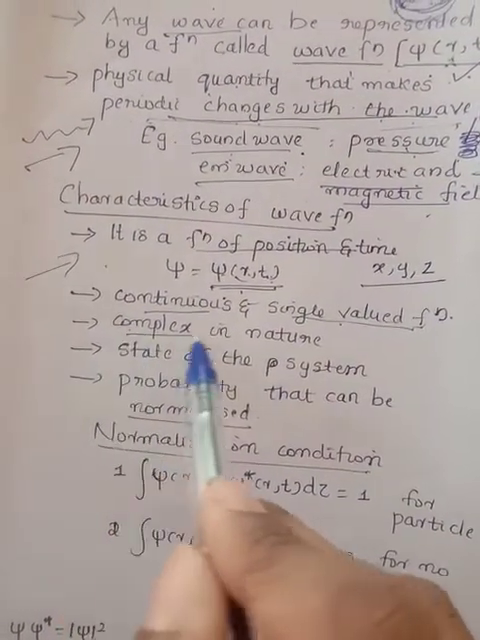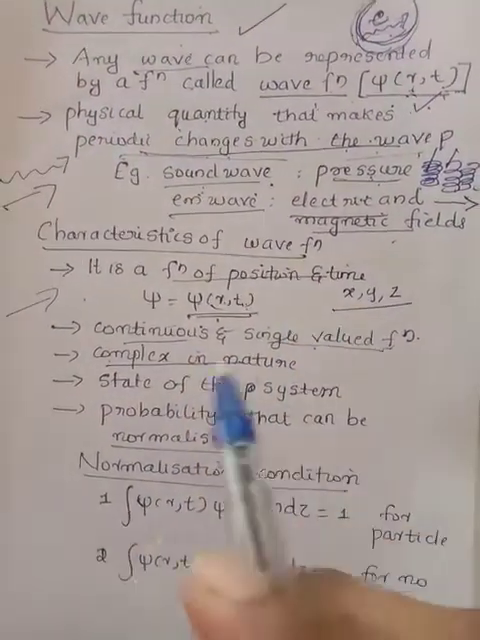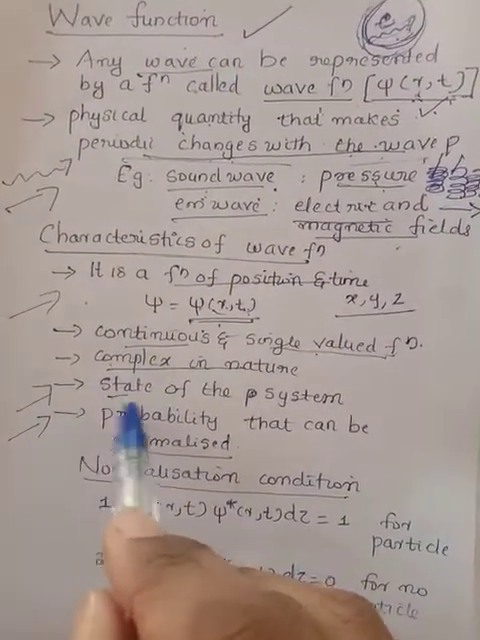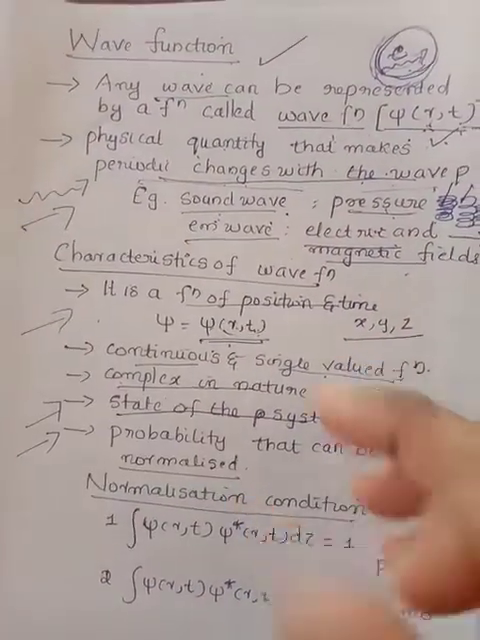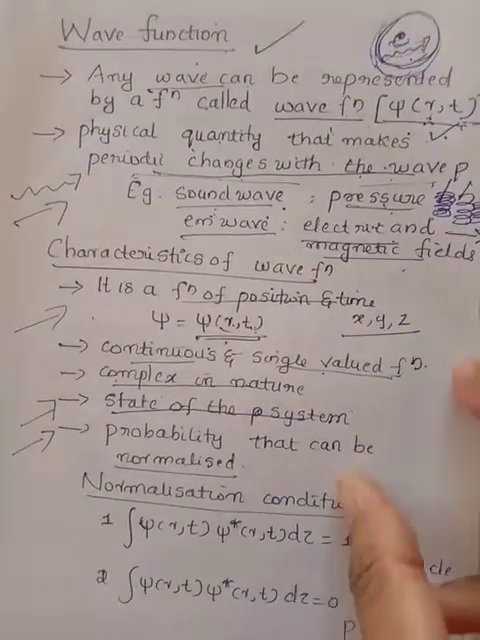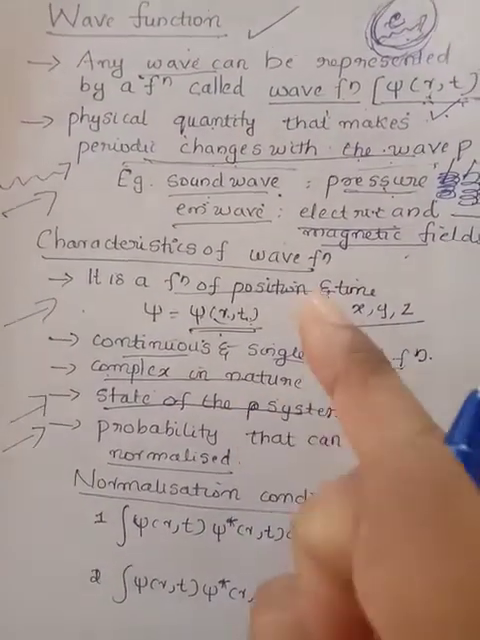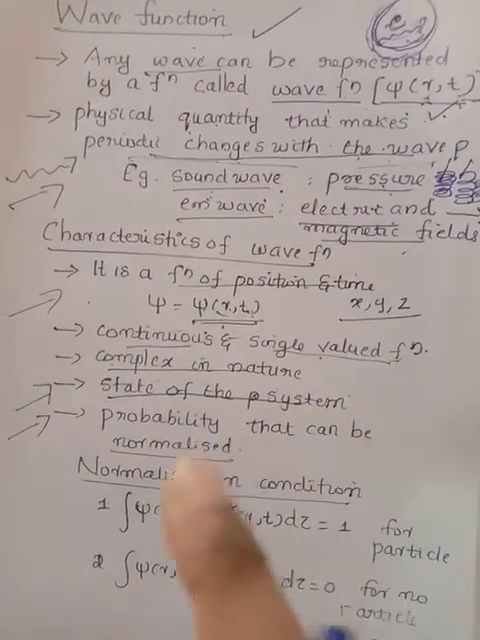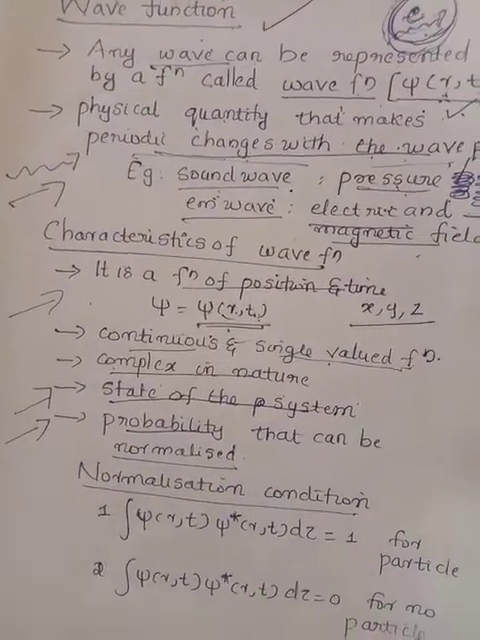The third one, it is a complex function. Not at all a normal function. It is a complex function in nature. And these two characteristics are very important. First one is, it represents the state of the system, because wave function provides the information about the state of the system. Now the particle, where the particle resides, what is the position of the particle, what will be the state of the system. So wave function provides the state of the system, that is the current state of the system. It also provides the probability of the particle.